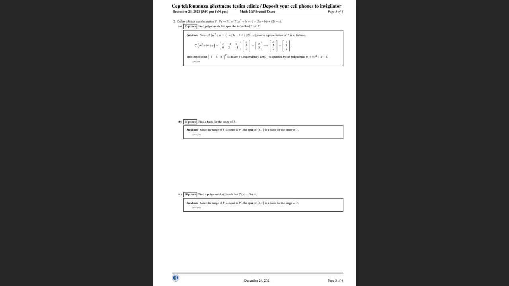Part C, find a polynomial such that T of P is equal to 3 plus 4T. And I see that they didn't write an answer to this, so what do we do? So we have 3 plus 4T equal to T of P, so that's equal to, go back to the top, 3A minus B, T, plus 2B minus C. So 3A minus B must be the same as 4. And 2B minus C must be the same as 3. That gives us two equations to play with. Find a solution to this and we're done.